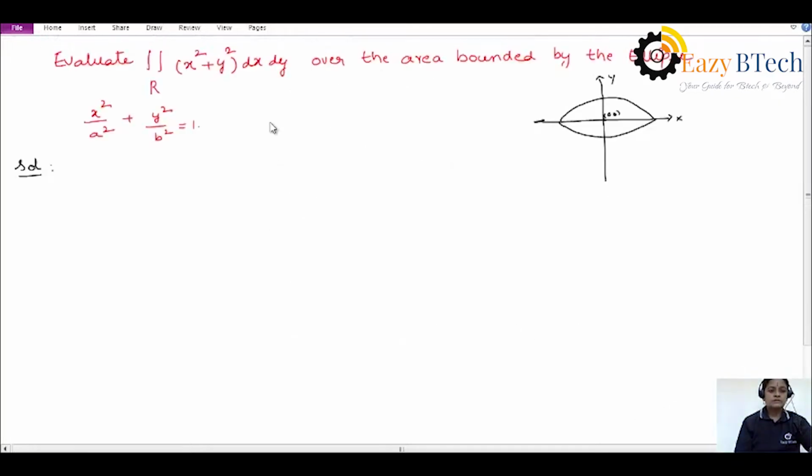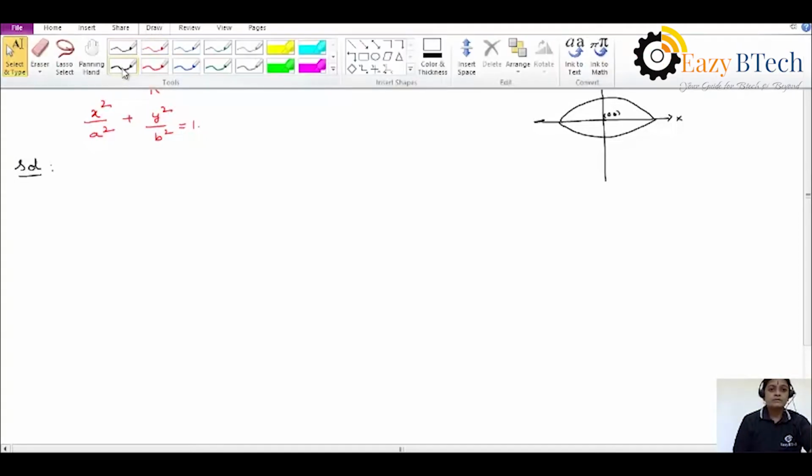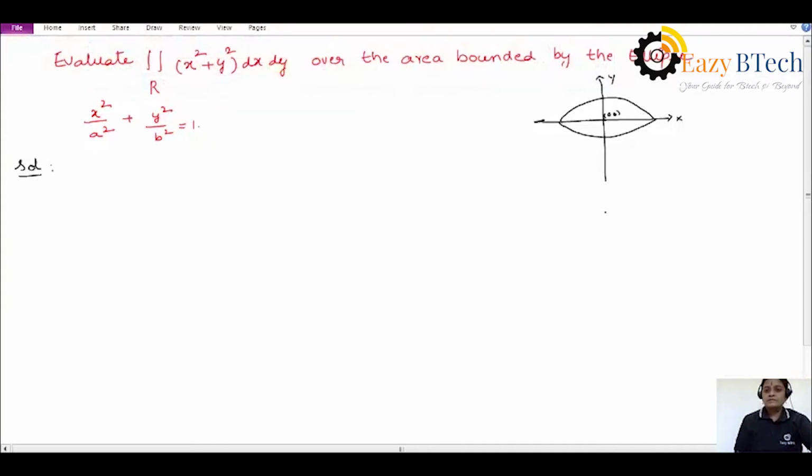Yeah, the next question is: evaluate the double integration of x square plus y square dx dy over the area bounded by the ellipse x square by a square plus y square by b square is equal to 1. Okay, now the solution. So this is the ellipse diagram here.